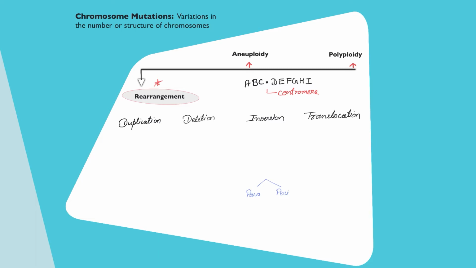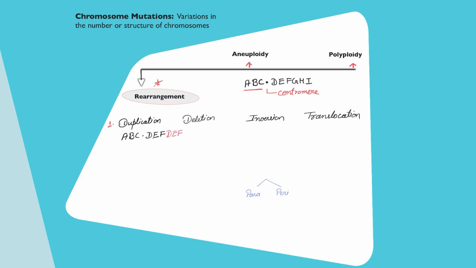As the name itself suggests, it rearranges the segments within a chromosome. So the very first is duplication. Again I will be taking this example, ABC centromere DEFGHI. Duplication means a particular segment of the chromosome can simply be duplicated. So let's say ABC dot DE, and this DEF segment gets duplicated.